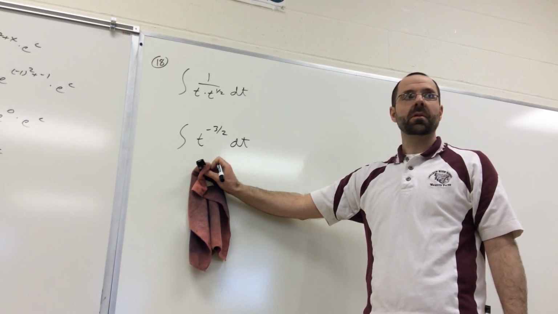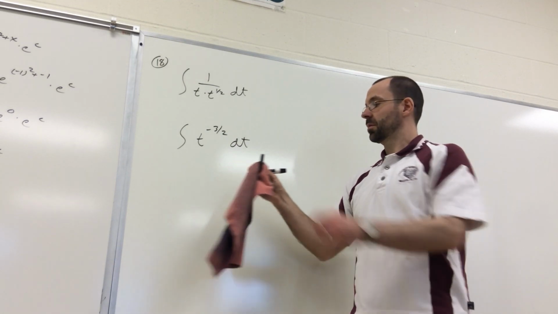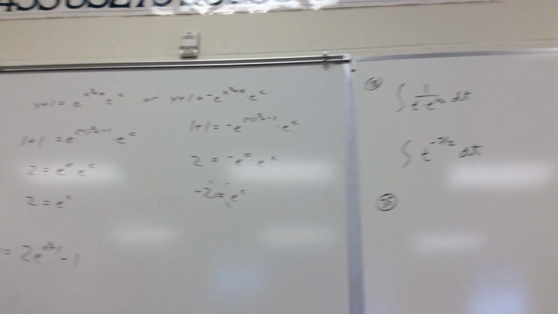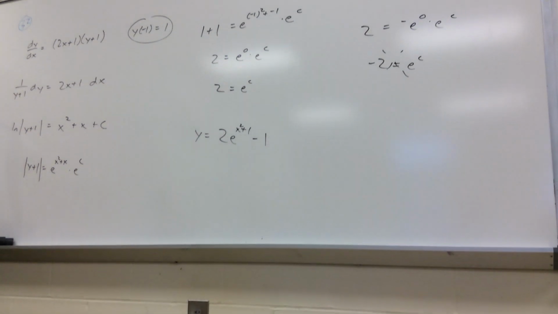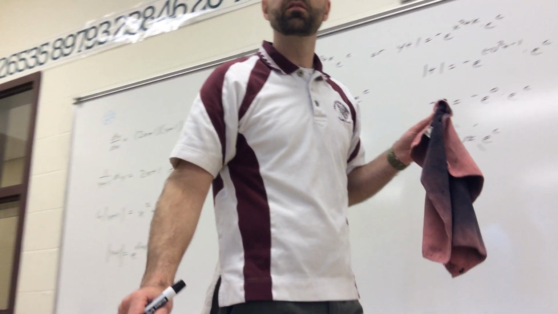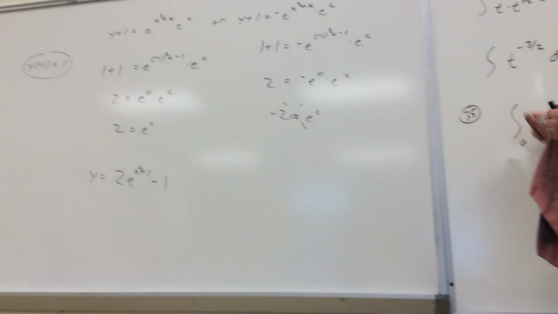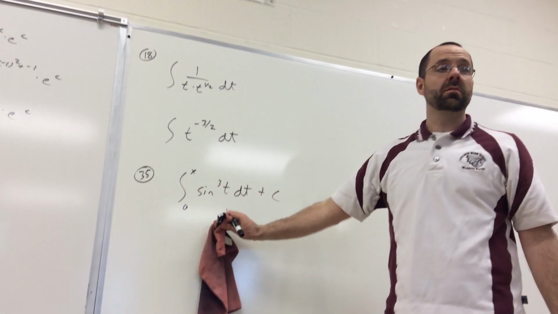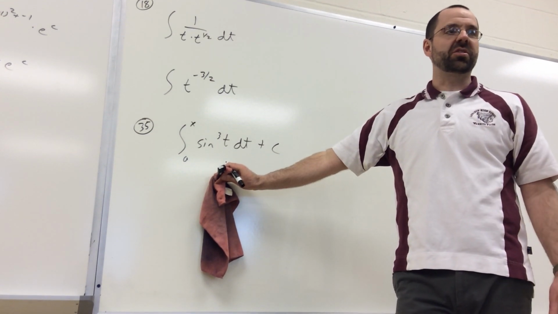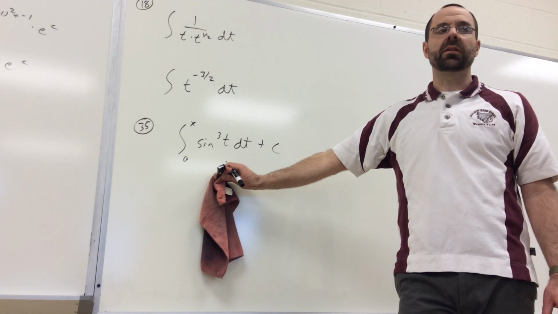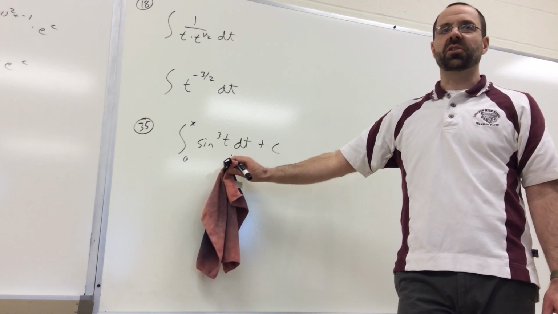Good. Yes, Corey? 35. So you were having trouble taking the antiderivative of sine cubed, right? They told you to do this. So that's what those directions mean. Am I actually doing 35? Yeah. Okay, good.